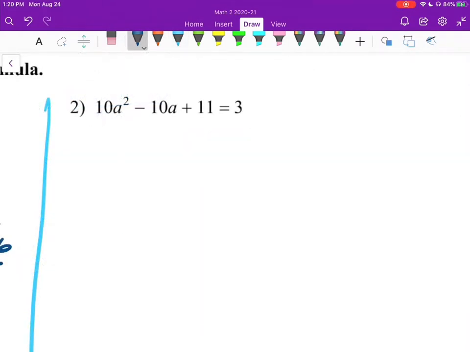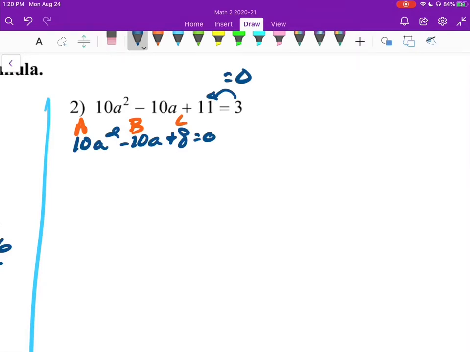All right, number 2. You always have to have it equal to 0 on either the right or left side, depending on how you want to do it. But I want it equal to 0 on the right, so I'm going to put this 3 over here with the 11. So I'm going to have 10a squared minus 10a plus 8 equals 0. So here's my a, here's my b, and here's my c. So I'm going to plug into the quadratic formula.